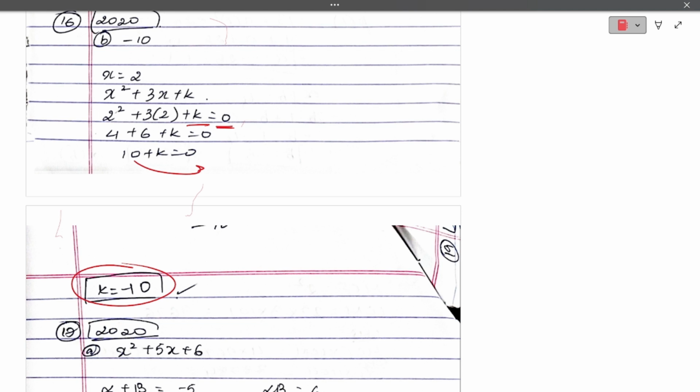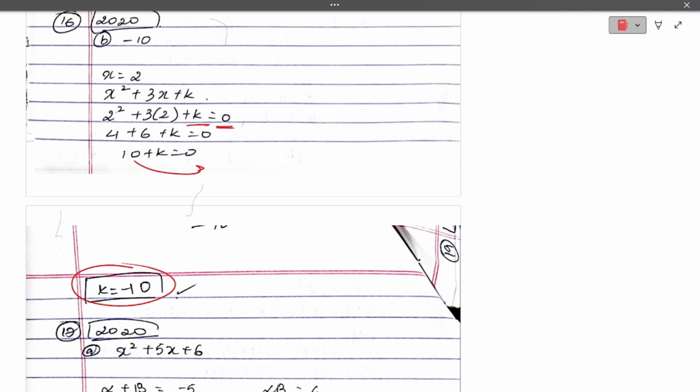Question number 17 reads like this: a quadratic polynomial, the sum of whose zeros is minus 5 and the product of the zeros is 6. So first thing you have to remember is the standard form of the quadratic polynomial. Sum of whose zeros is, what is the standard form? X square minus sum into x plus product. So minus of minus 5 is plus 5, plus 6. So which corresponds to option A itself.